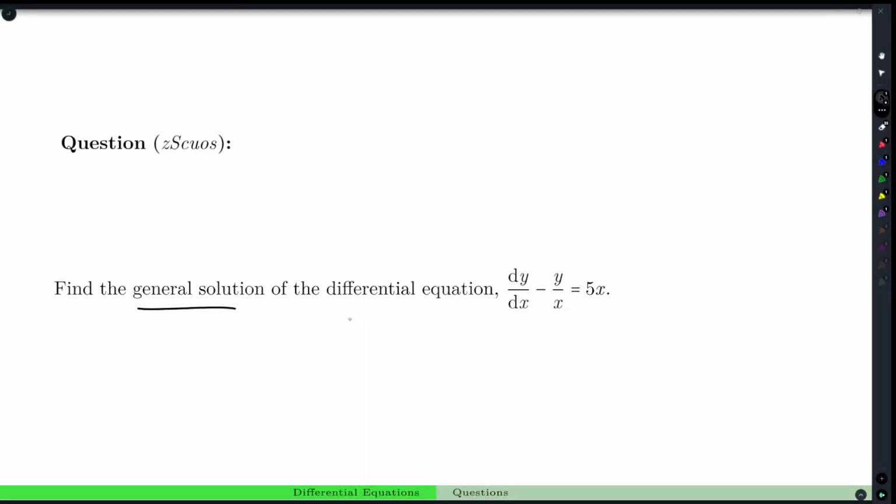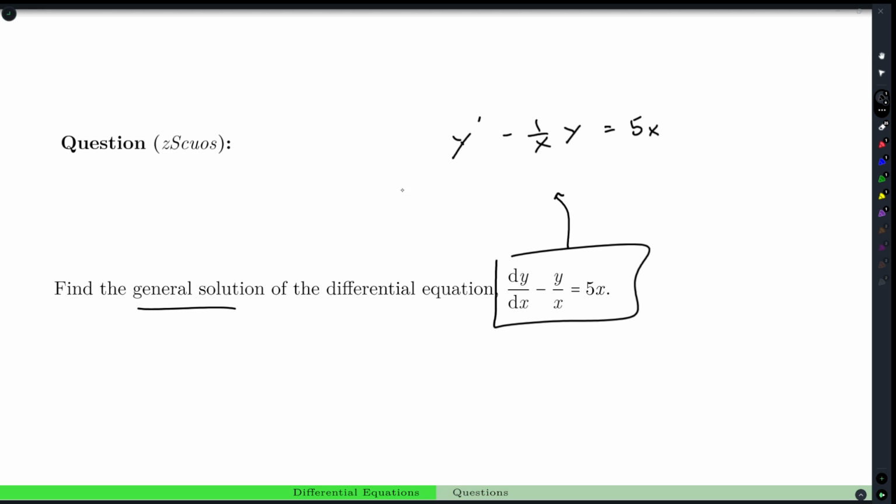Find the general solution of this differential equation here. So we've got dy/dx minus y over x equals 5x. If we spend a little bit of time, we can rewrite this. dy/dx, I prefer to write it as y prime. And then we can separate. So we get y prime minus 1 over x times y equals 5x.